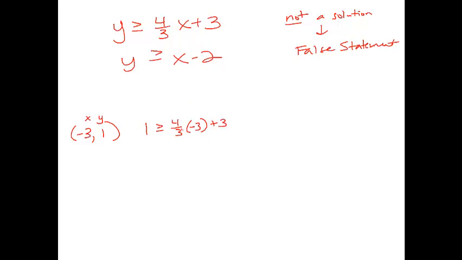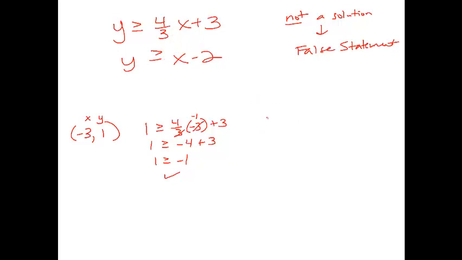Now I have to simplify. 4/3 times -3, well, these 3's cancel. That leaves a -1 in its place. We multiply those together now, and we get -4 plus 3, and -4 plus 3 is -1. So you have to ask yourself, is 1 greater than or equal to -1? It's true. So far this point is working, but it has to work in both, okay?